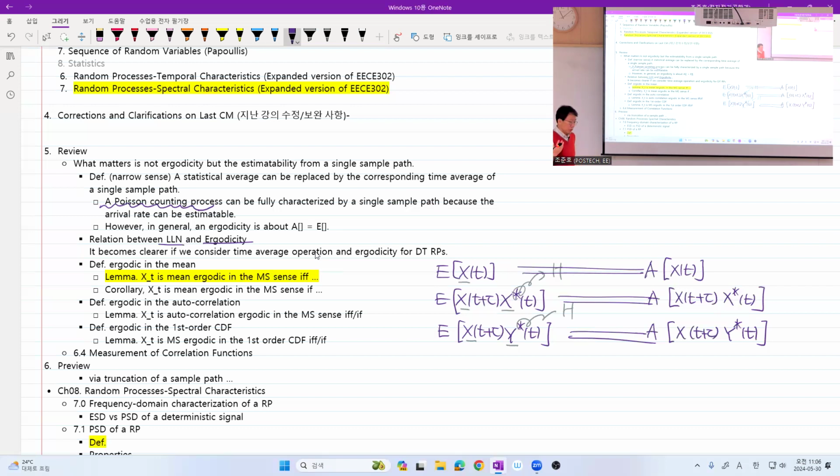But given our problem of interest, sometimes we may just need the first equality. The random process has statistical average the same as the time average. Sometimes we need 1 and 2, not only the mean function, but also the autocorrelation function. We want it to be ergodic, something like that.